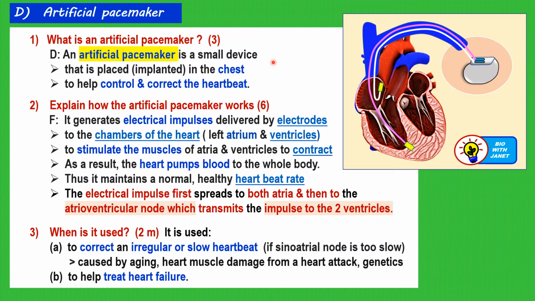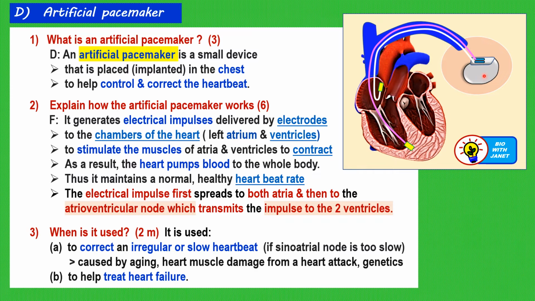So here are some questions about the artificial pacemaker. What is an artificial pacemaker? It is a small device implanted into the chest, to help control and correct the heartbeat, all right? Especially when a person has an irregular heartbeat or slow heartbeat. If the sinoatrial node is too slow, right? Then explain how the artificial pacemaker works.